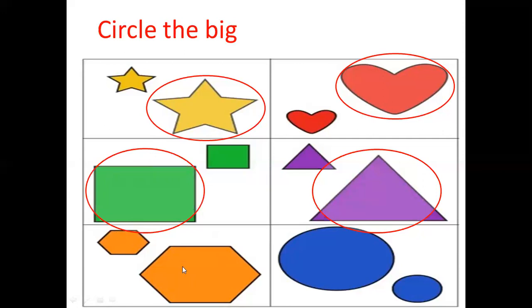Now there is a shape of hexagon. The two hexagons are of the same colors, and we are going to put a circle around the big one. So in this case, the big one is this one. Okay, the last one, in the last one, there is a shape of oval, and we are going to select the big oval. So this one, no, this one is the big one.